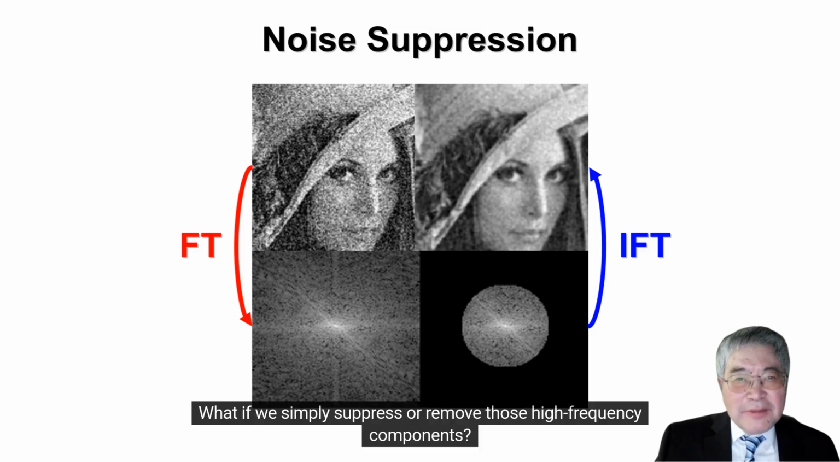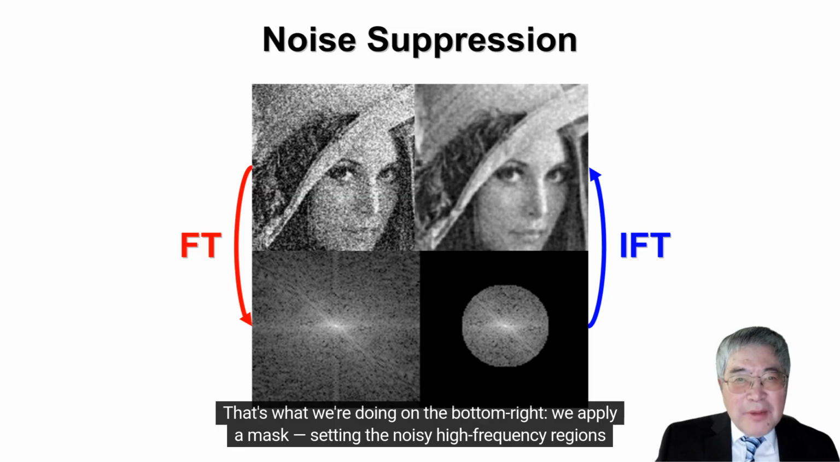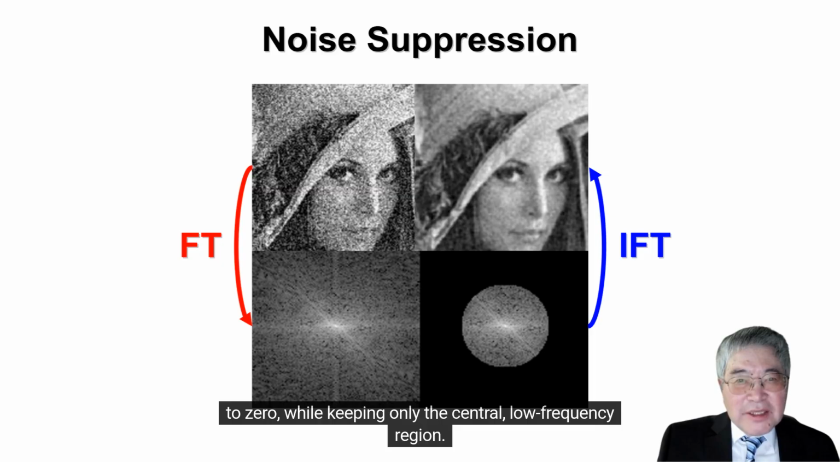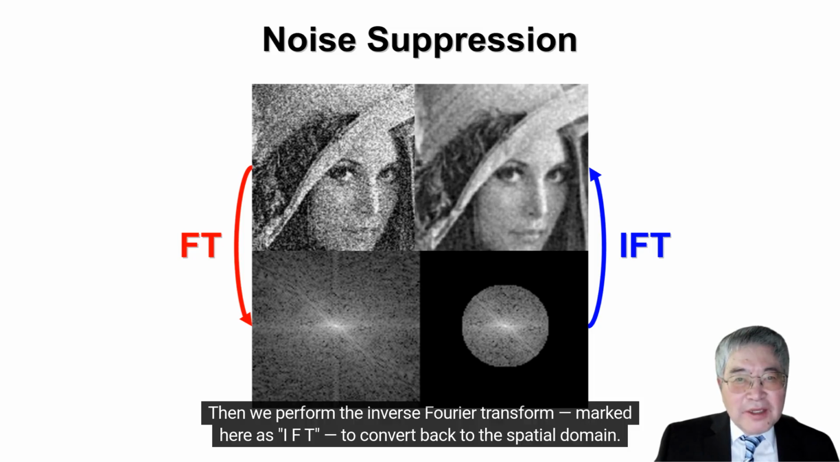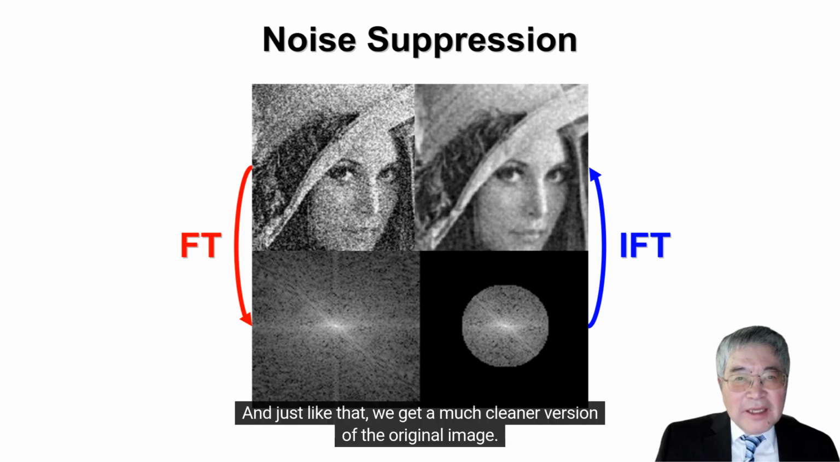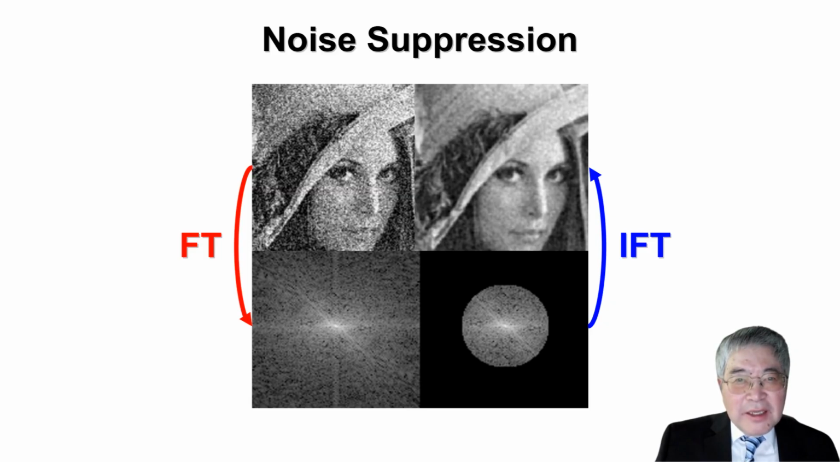What if we simply suppress or remove those high-frequency components? That's what we're doing on the bottom right. We apply a mask, setting the noisy high-frequency regions to 0 while keeping only the central low-frequency region. Then we perform the inverse Fourier transform, marked here as IFT, to convert back to the spatial domain. And just like that, we get a much cleaner version of the original image. Most of the noise is gone and the essential structure is preserved.